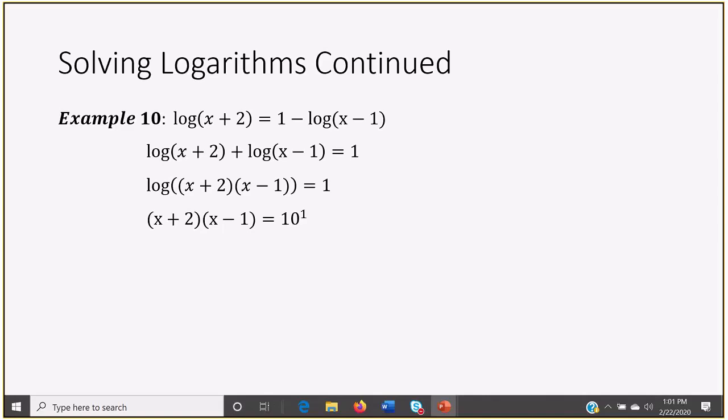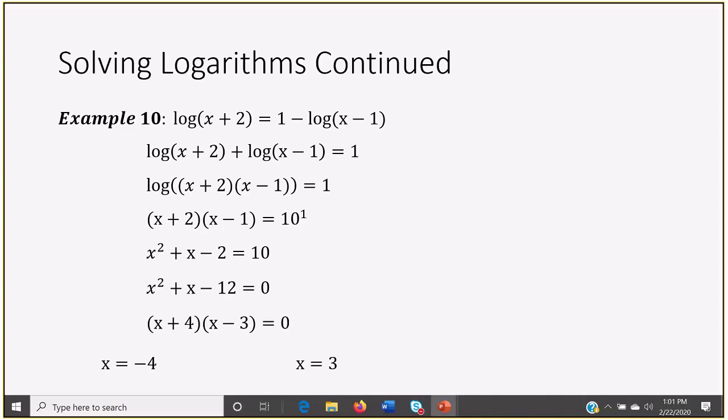So I translate that to move the base to the other side. I get 10 to the first. And then I FOIL, so x plus 2 times x minus 1 gets me x squared plus x minus 2. 10 to the first is 10. Subtract 10 from both sides. Factor. And then I get x is equal to -4 and x is equal to 3.